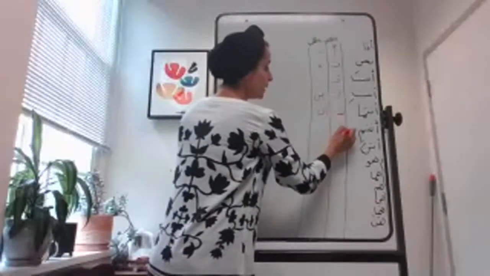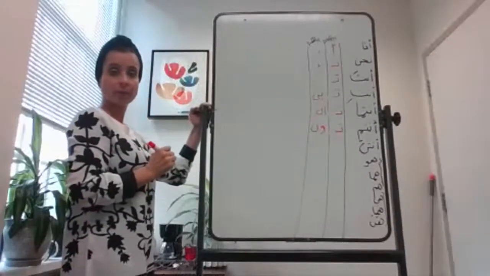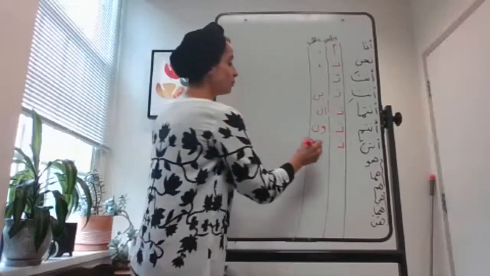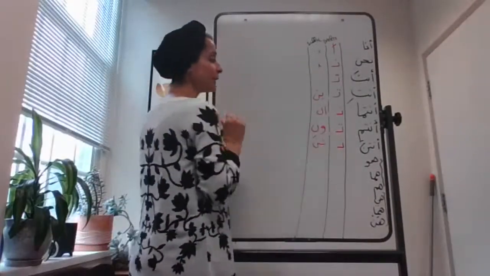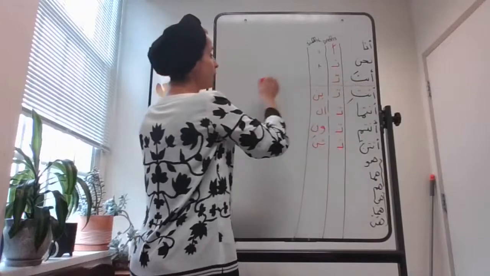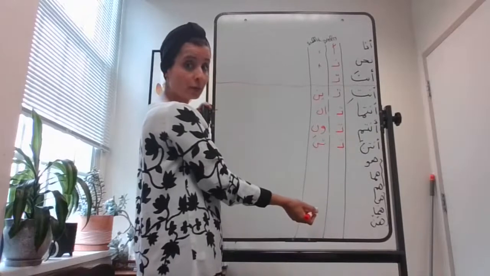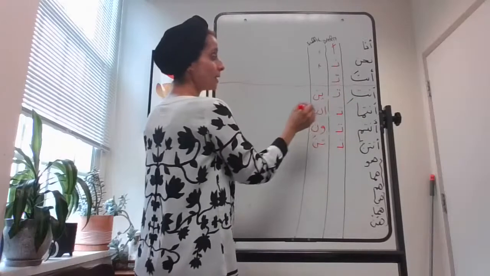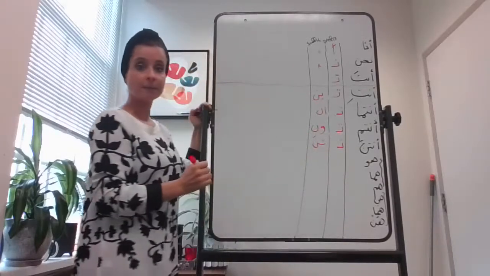For antum, we add the prefix ta and we add the suffix una. And for antunna, we add the prefix ta and we add the suffix na, just na. And the letter before will carry sukun. We'll talk about that. If you notice, all the second person pronouns have the prefix ta. And that's what differentiates them from the third person pronouns, as you are going to see now. So anti, ta, ina, antuma, ta, ani, antum, ta, una, antunna, ta, na.